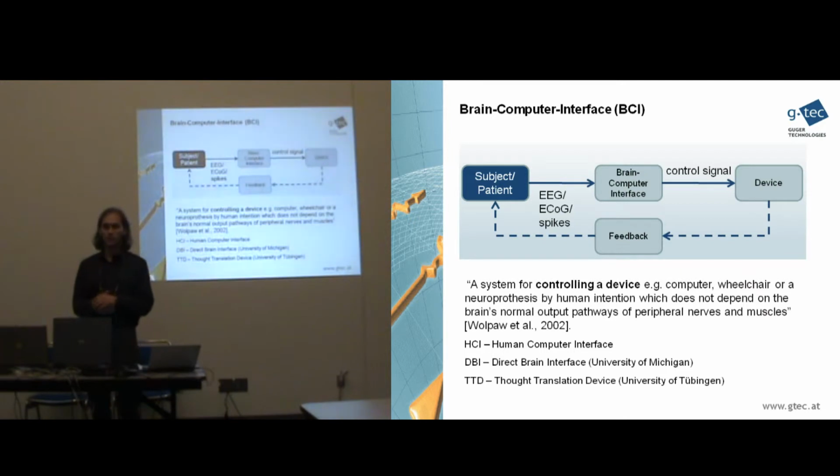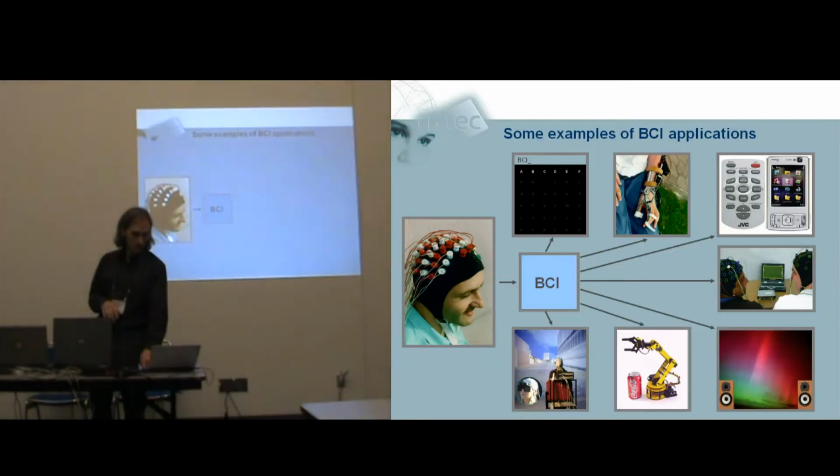So at the University of Michigan, Simon Levine, for example, called such a system a direct brain interface because he implanted the electrodes directly onto the cortex, as the first person who used human subjects for BCI control with ECoG. So there are different applications for BCI systems. The most important and useful one is probably the spelling device, which can be used by locked-in patients to select characters and words to communicate.